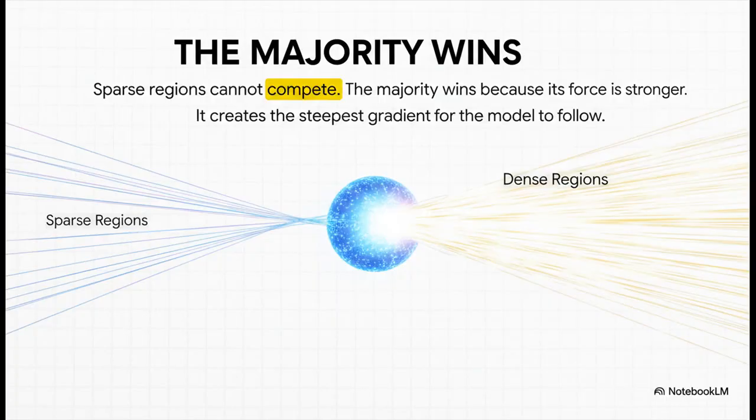So here's the takeaway. Those sparse areas of the data map, where "do the needful" lives, they just can't compete. The pull from the dense regions is just too strong. The majority always wins. And it's not because its data is better or more correct. It wins because it creates the most powerful force, the steepest gradient, and the entire system is built to do one thing: follow that gradient.